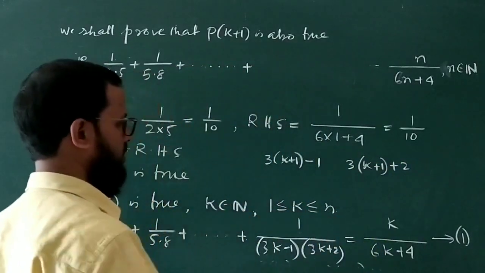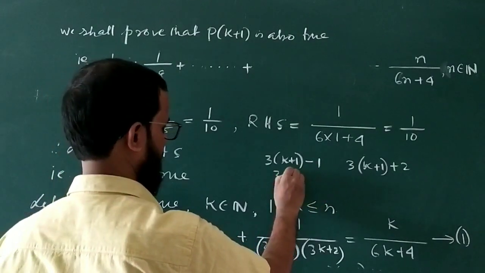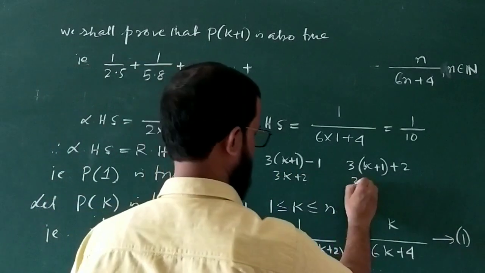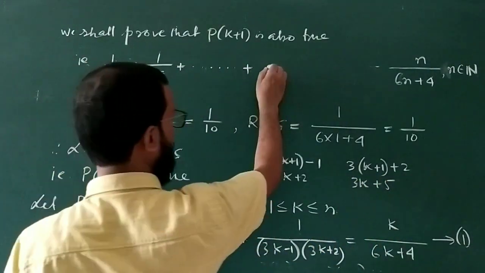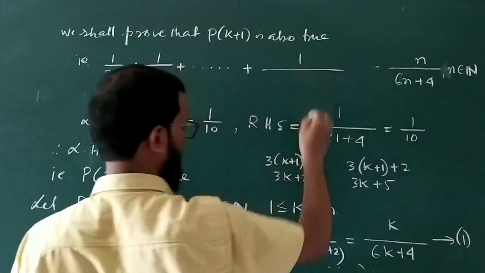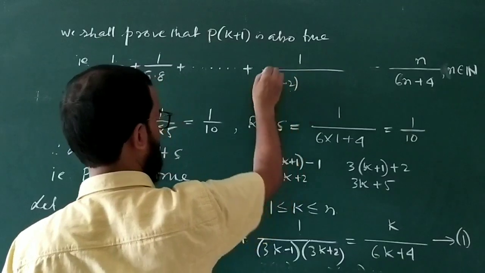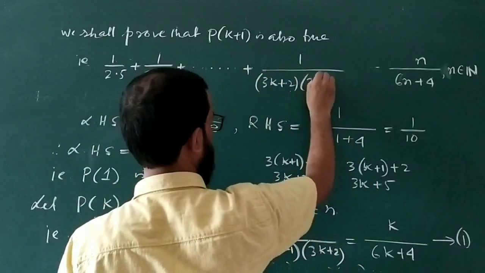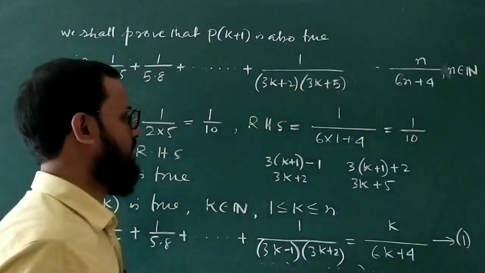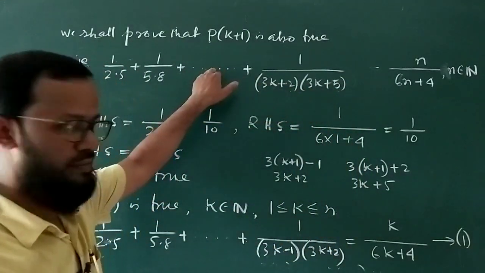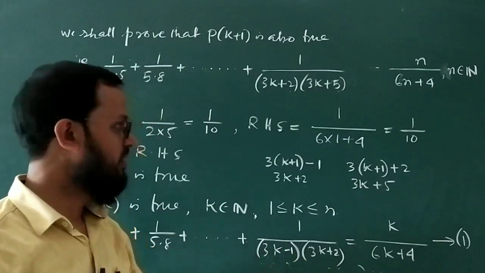Okay, let us do a little calculation. 3k plus 3 minus 1 means 3k plus 2, and it will be 3k plus 5. So the last term will be 1 by (3k plus 2) into (3k plus 5), and the previous term before this will be this one. Okay? Understood?